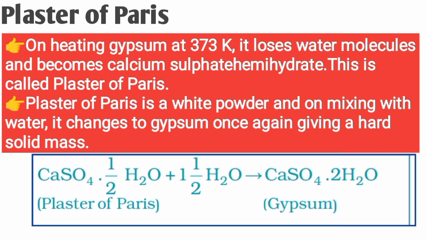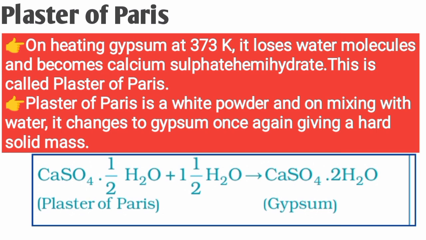So finally, calcium sulfate hemihydrate, we add some water to it and the product is gypsum. The gypsum formula is calcium sulfate dihydrate, CaSO4 2H2O. So 2 means di, hydrate means H2O. Calcium sulfate dihydrate is called gypsum.